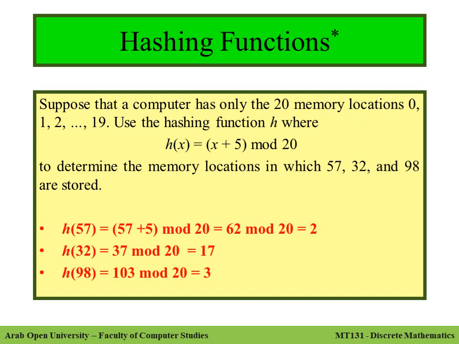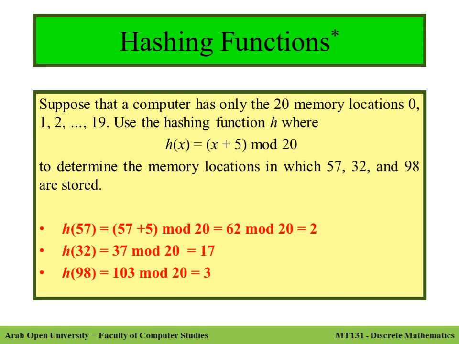The images, or the range, or the values you will get from this function will all be from 0 to 19. So every number will always be stored in one of these locations. Whatever you get by applying the hashing function, that will tell you where to store the number.